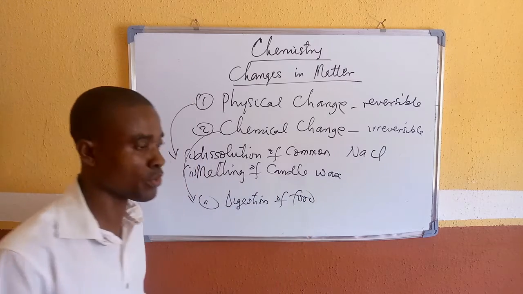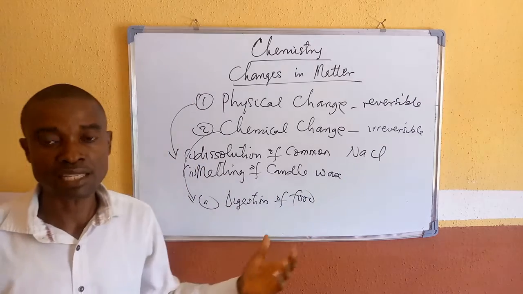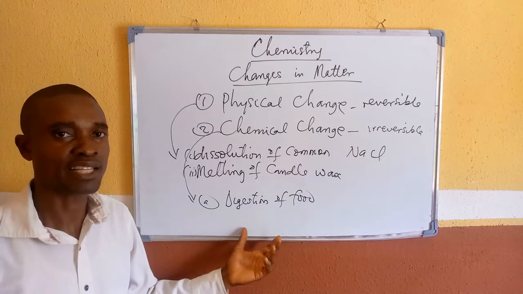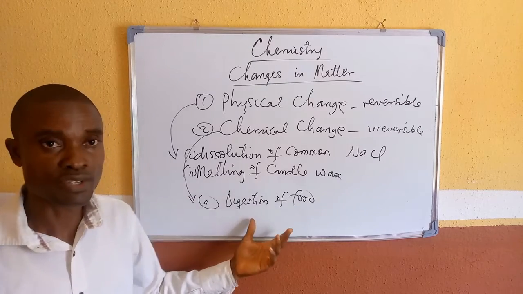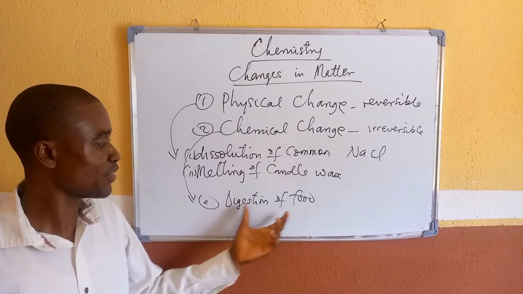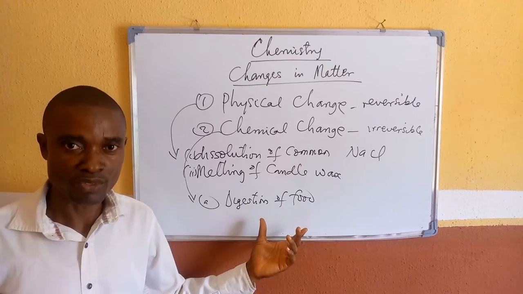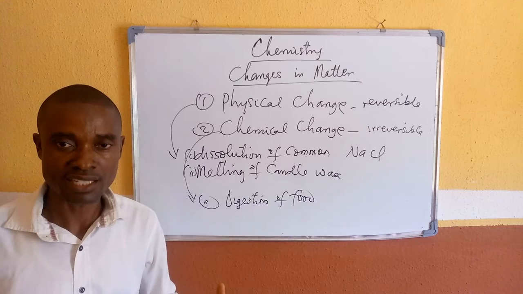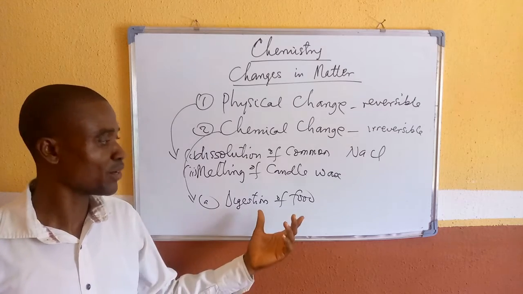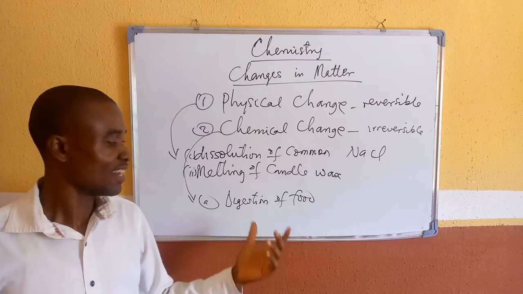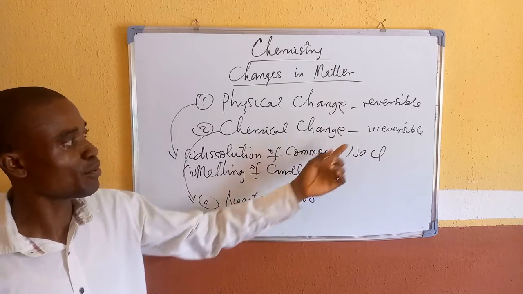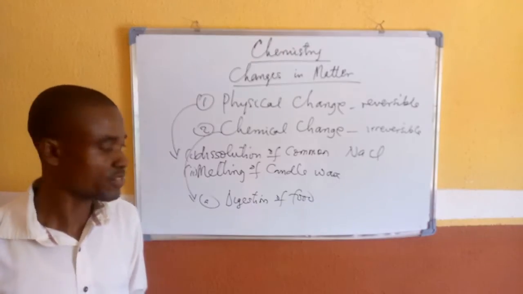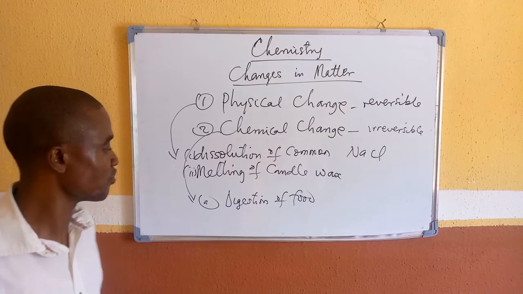Once you eat food, at the end of the day you cannot get back that food. It can come out in form of feces, maybe urine, so you cannot get back the same food again. For example, you take garri this night, tomorrow you are not going to get back the garri, you are going to get another material. So that is one. That is an example of irreversible process or change. So we say digestion of food.